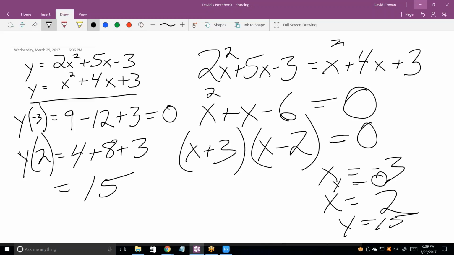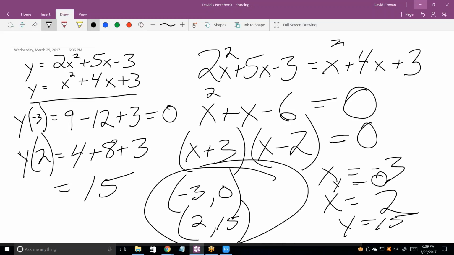So the solution looks like this. Minus 3 comma 0 and 2 comma 15. Those two right there are the two solutions to this system of equations. And you have to write it like that. You can't say x is minus 3 or 2 and y is 15 or 0. Because the 0 only goes with the minus 3 solution and the 15 only goes with the 2 solution. So you kind of have to write it like this.